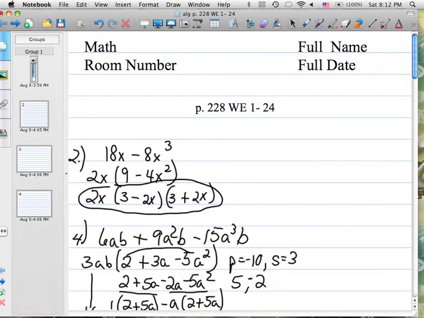We have the problem 18x minus 8x cubed. Pull out your greatest common factor, which is 2x, and that leaves you 9 minus 4x squared, which is the difference of two perfect squares. So bring down the 2x, the square root of 9 is 3, and the square root of 4x squared is 2x. So one of them has to be minus 2x and the other plus 2x.